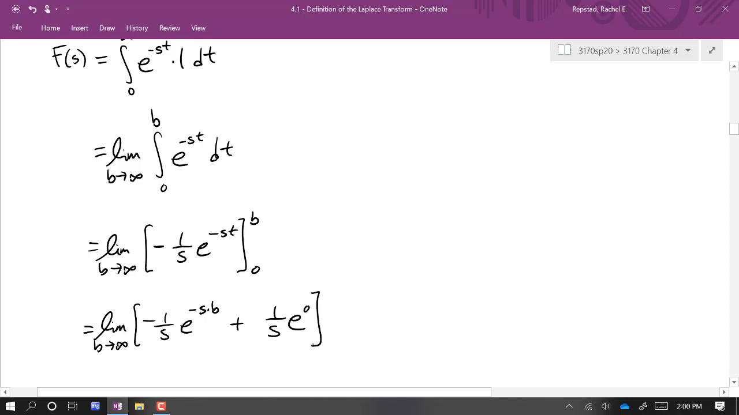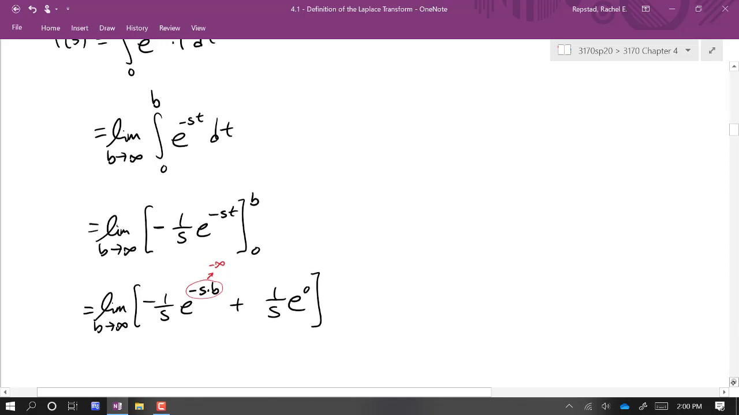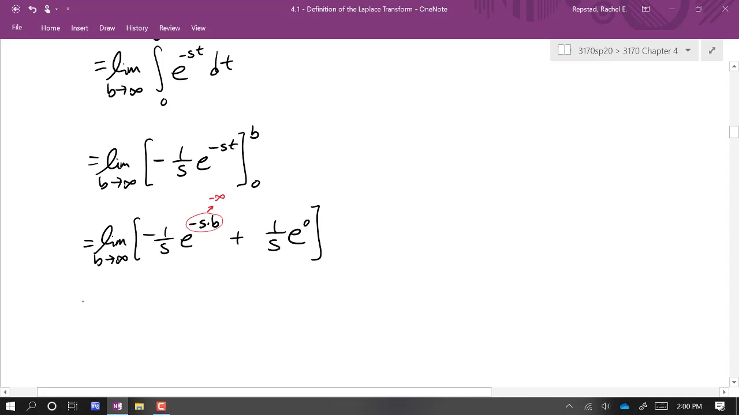Now we're letting b approach infinity. As b approaches infinity, this exponent approaches a huge negative number, like negative infinity. That means e is being raised to a huge power in the denominator. I could rewrite this to make it a little bit more clear: negative 1 over s times e to the sb, positive sb in the denominator. And of course e to the 0 is equal to 1, so I'm going to drop that here.